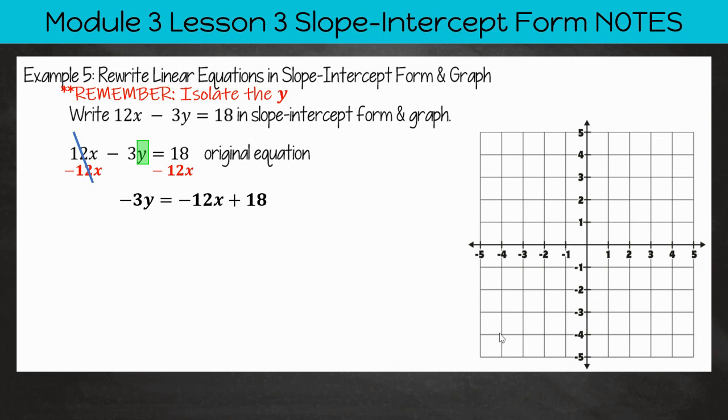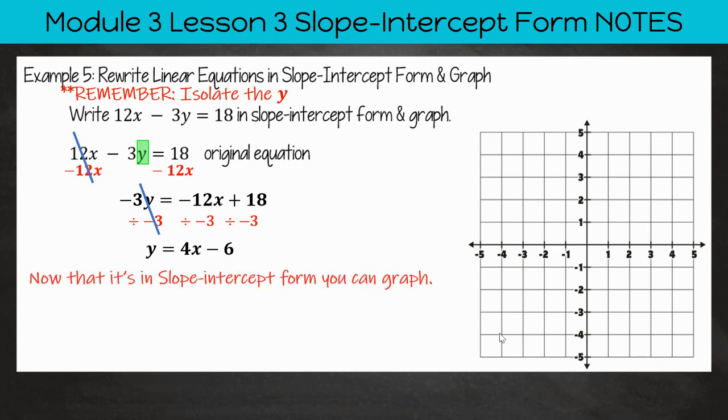Once we subtract 12x from both sides, we simplify and get -3y equals -12x plus 18. Then we're going to divide all terms by -3. And when we do that, we get y is equal to a positive 4x minus 6. And it became positive because -12 divided by -3 is a positive 4, and 18 divided by -3 is -6. Now that it's in slope-intercept form, I can graph.